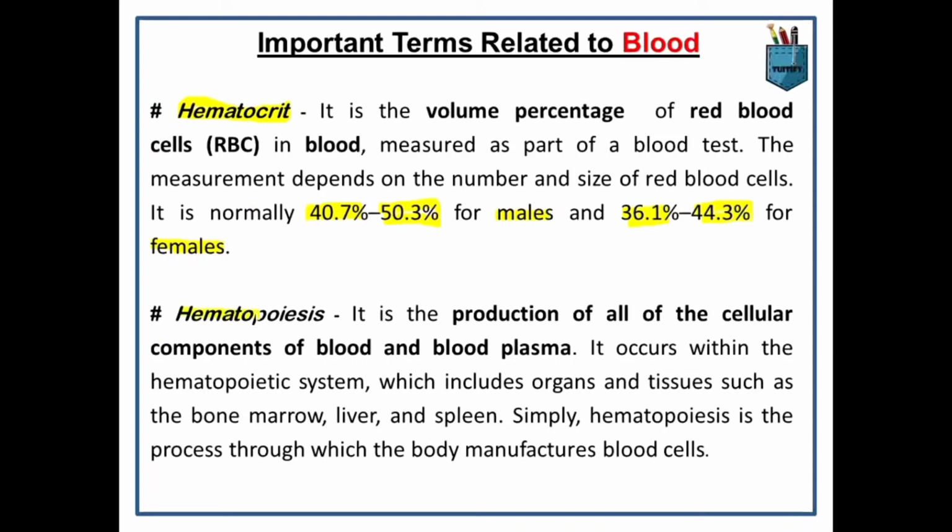Next is hematopoiesis. It is the production of all the cellular components of blood and blood plasma. It occurs within the hematopoietic system of our body, which includes organs and tissues such as our bone marrow. Blood is formed in our bone marrow, liver, and spleen. Simply, hematopoiesis is the process through which the body manufactures blood cells.